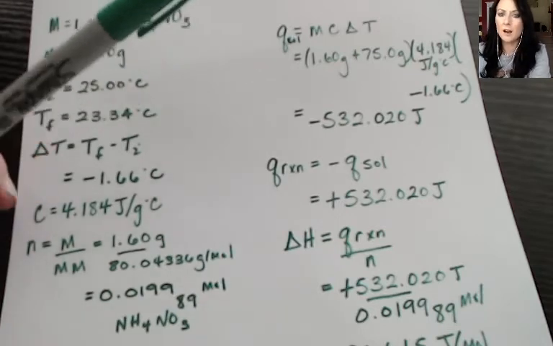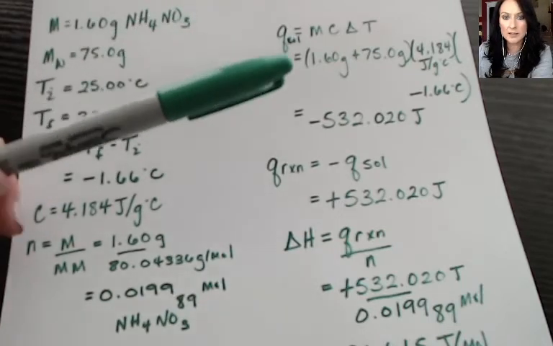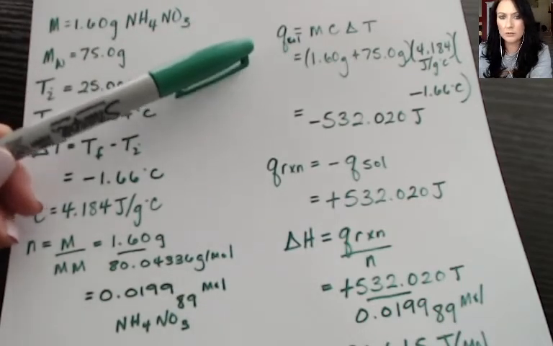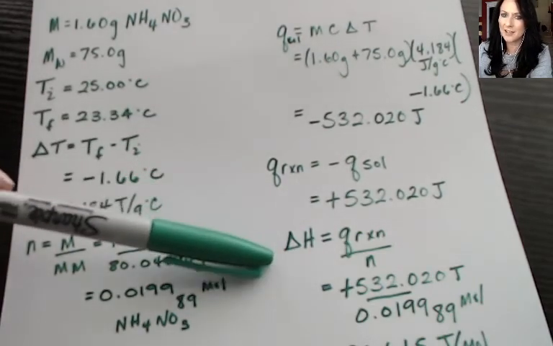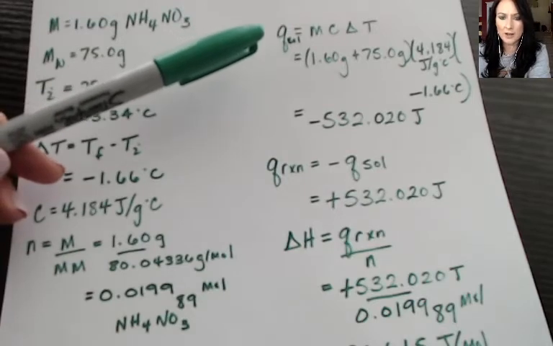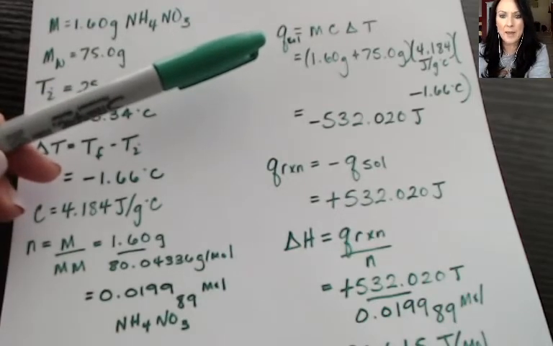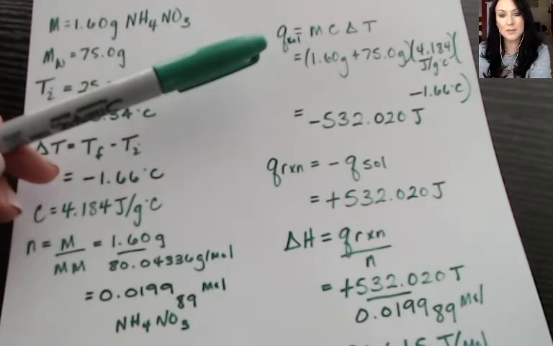All right, all calorimetry problems have 3 basic steps. So first, Q of solution. Second, Q of reaction. Third, delta H. Q of solution is your mC delta T: mass of solution times C, specific heat capacity, times delta T.